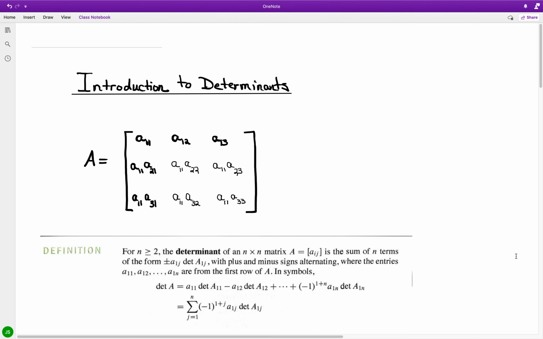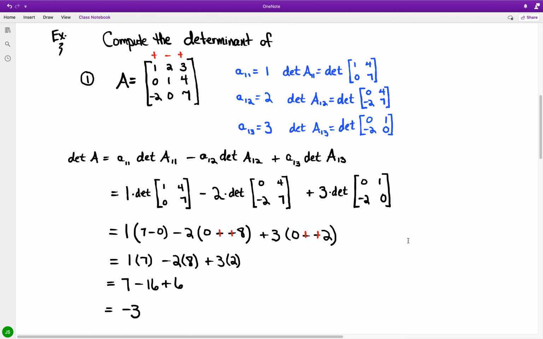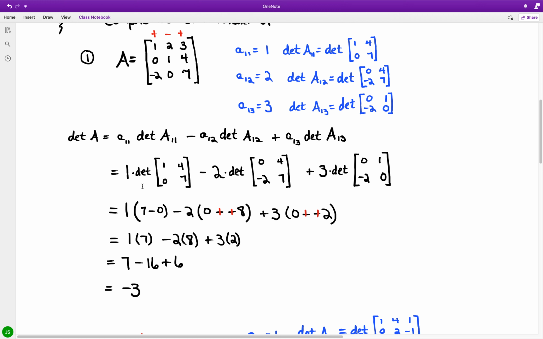And taking what we have from the algorithm, you have A11, so you have 1 times the determinant of 1, 4, 0, 7. You have minus A12, so minus 2 times the determinant of 0, 4, negative 2, 7, and you have plus A13, so 3 times the determinant of A13, that of 0, 1, negative 2, and 0. So we're going back to 2 by 2 matrices and taking diagonal products. We have 1 times 7 minus 4 times 0, so 7 minus 0.